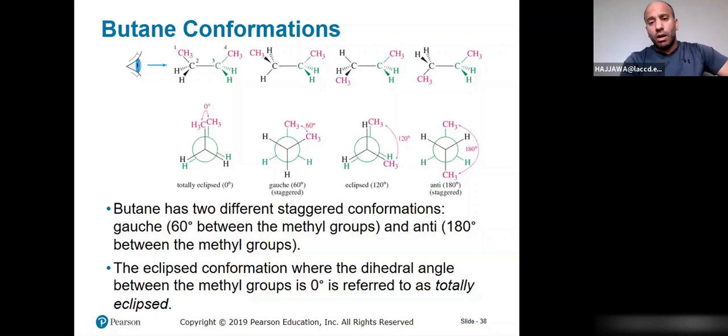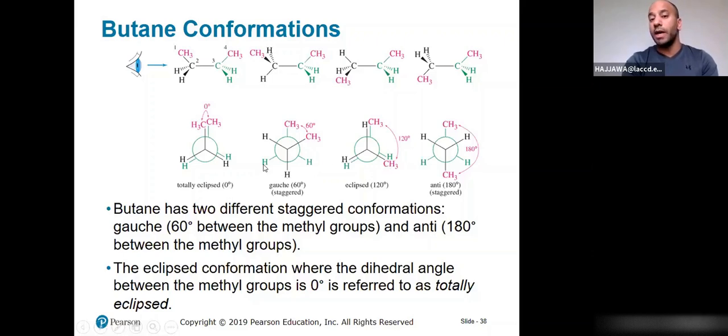Now, this gauche staggered will have a 60-degree rotation to result in an eclipsed conformation, as we see here. Now we're going to have this methyl behind this hydrogen. That's what you have here.